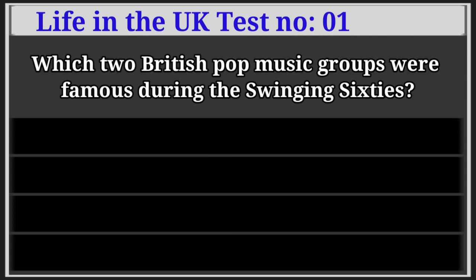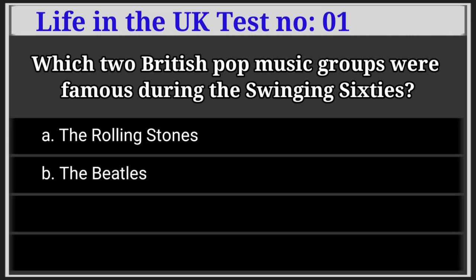Life in the UK test. Question 23 of 24. Which two British pop music groups were famous during the swinging 60s? A. The Rolling Stones. B. The Beatles. C. ABBA. D. Radiohead. The correct answers are A. The Rolling Stones. B. The Beatles.